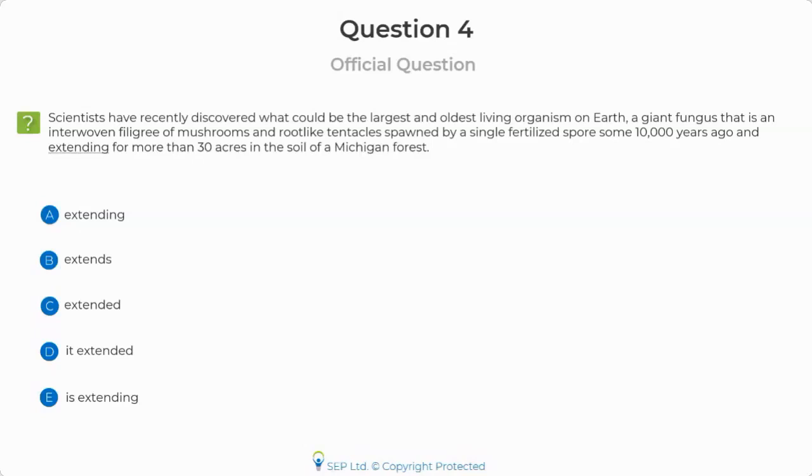20% of you believe A is correct. 30% believe B is correct. 32% believe C is correct. 7% believe D is correct. And 10% believe E is correct. Let's see.